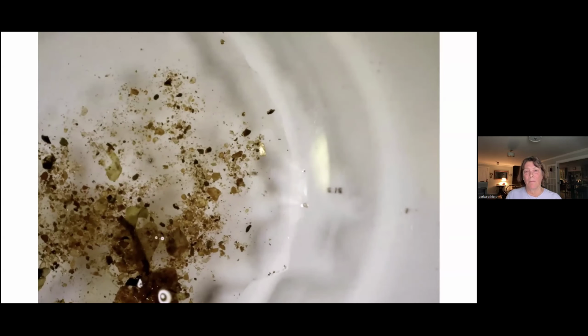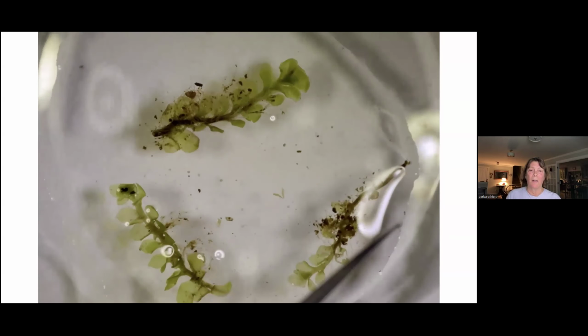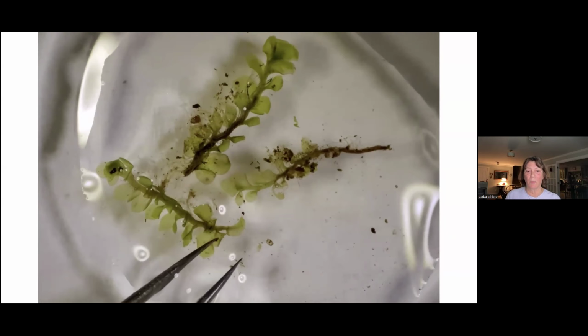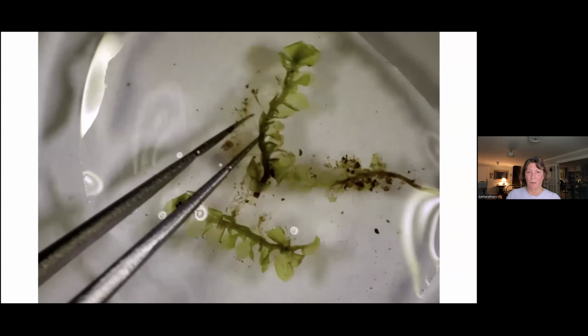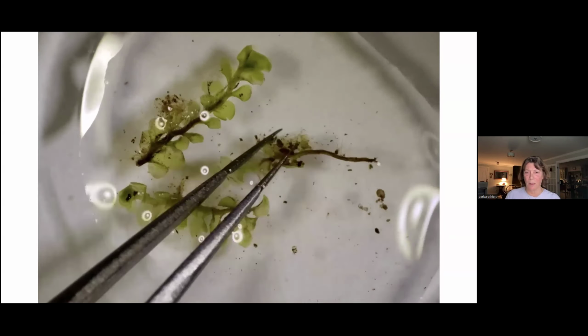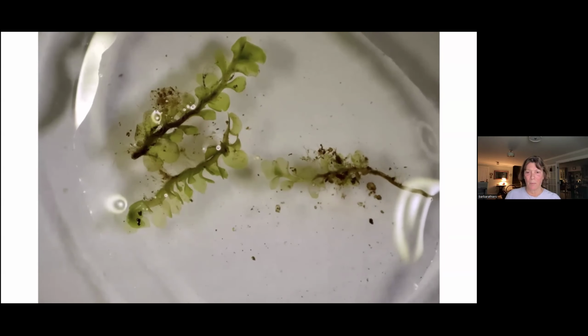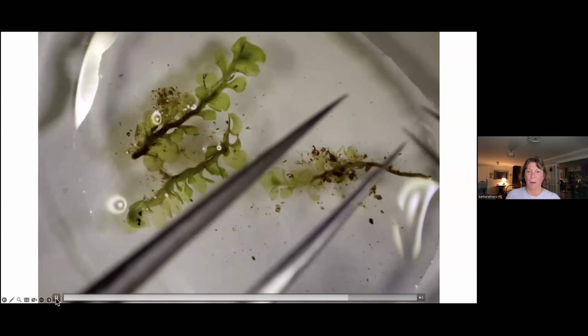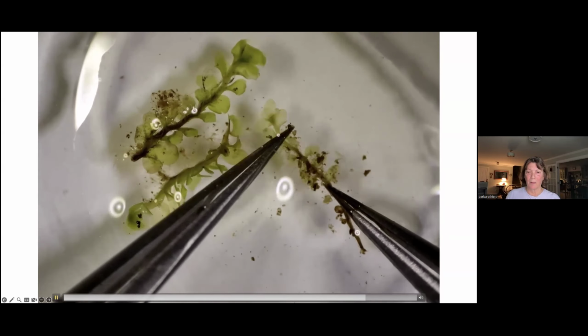And then I've moved them here to the other well, and I'll do some more cleanup, kind of swish them around, and try to get rid of as much of that dirt as I can. Most of that dirt is stuck in the rhizoids. And at some point I'll start to pull it apart, trying not to pull the stem apart while I'm doing it. Now, there we go, pulling some off.